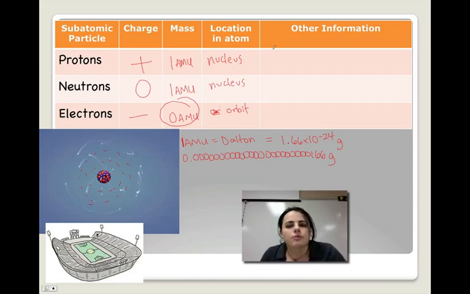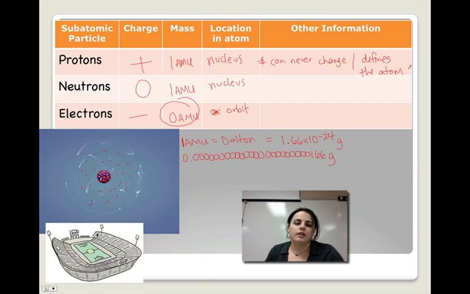Now, some other information I want you to write down about protons is that the number of protons can never change, because it defines the atom. So if I look on the periodic table and I find that carbon has 6 protons, that's its number, 6. If I say 7, it's not carbon anymore, it's now nitrogen. So that can never change.